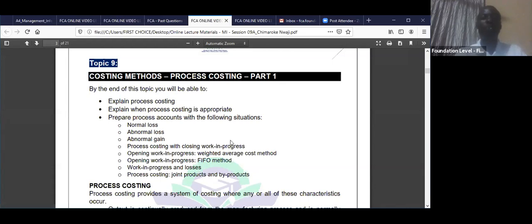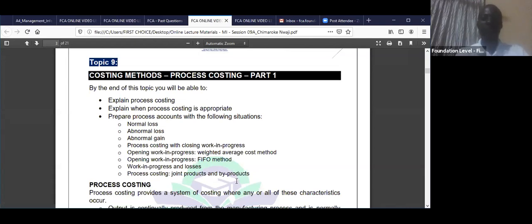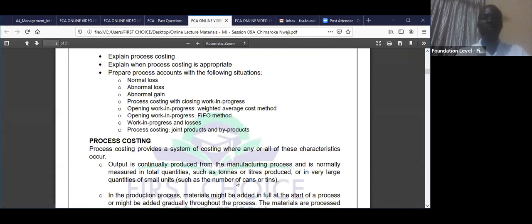In part 2, we'll be looking at process costing with work in progress, opening work in progress. We look at the weighted average method, we look at the FIFO method, we look at work in progress and losses, process costing, joint products, and byproducts. That will be the end of process costing. So this is one key topic that you should not play with. It's very, very important.